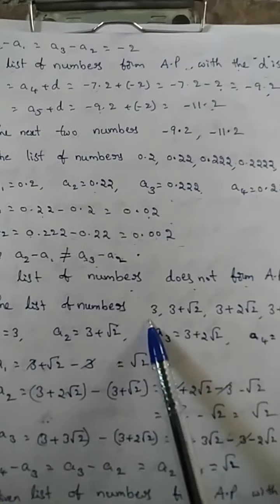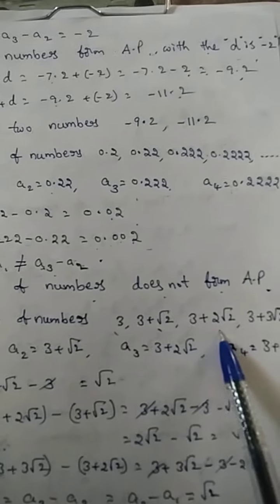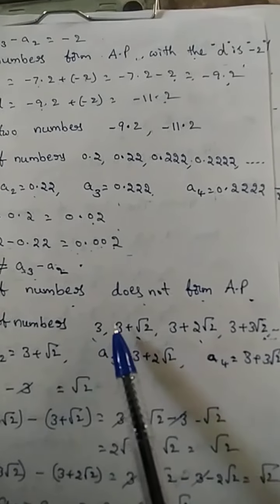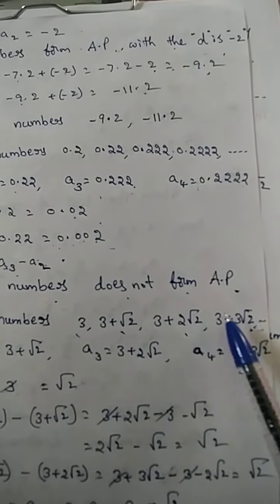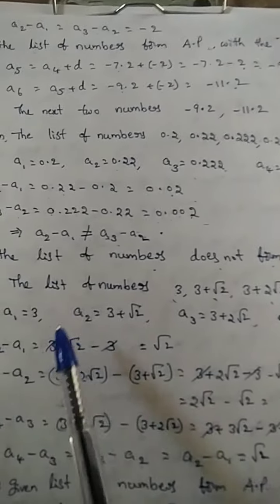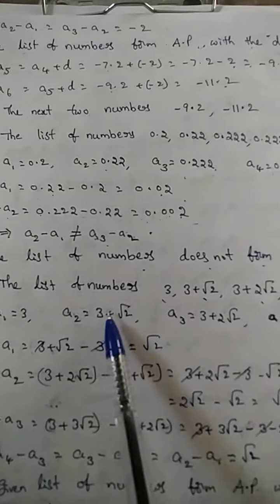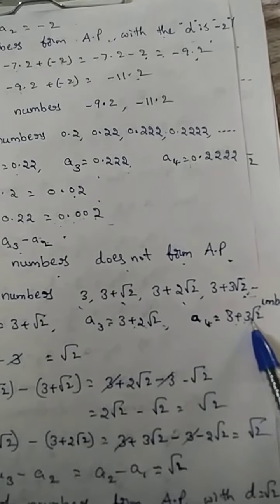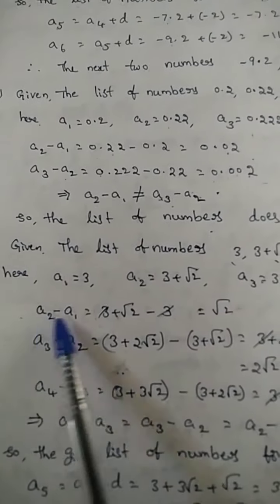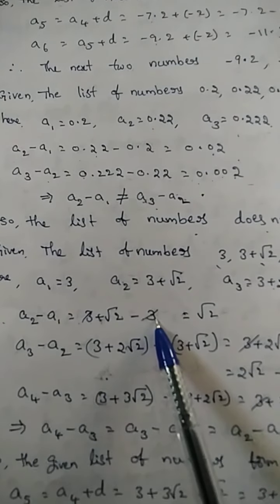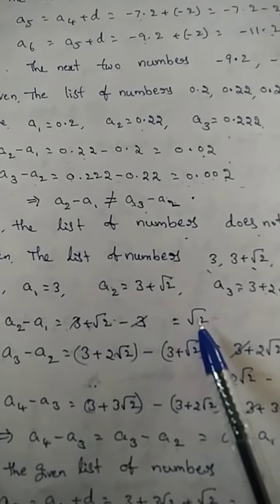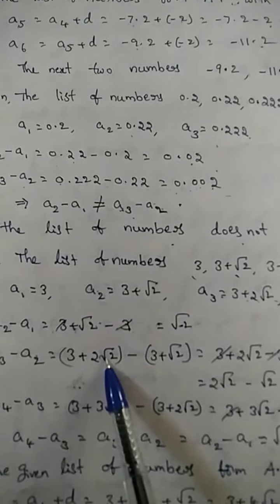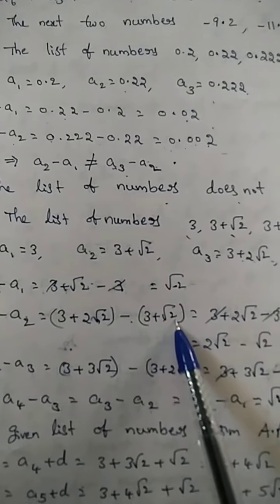Given the list of numbers 3, 3 plus root 2, 3 plus 2 root 2, 3 plus 3 root 2 and so on. By observing, those are irrational numbers, where A1 is equal to 3, A2 is equal to 3 plus root 2, A3 is equal to 3 plus 2 root 2, A4 is equal to 3 plus 3 root 2. Then A2 minus A1: 3 plus root 2 minus 3, the 3 and minus 3 cancel, the result is root 2 only. A3 minus A2: 3 plus 2 root 2 minus 3 plus root 2.